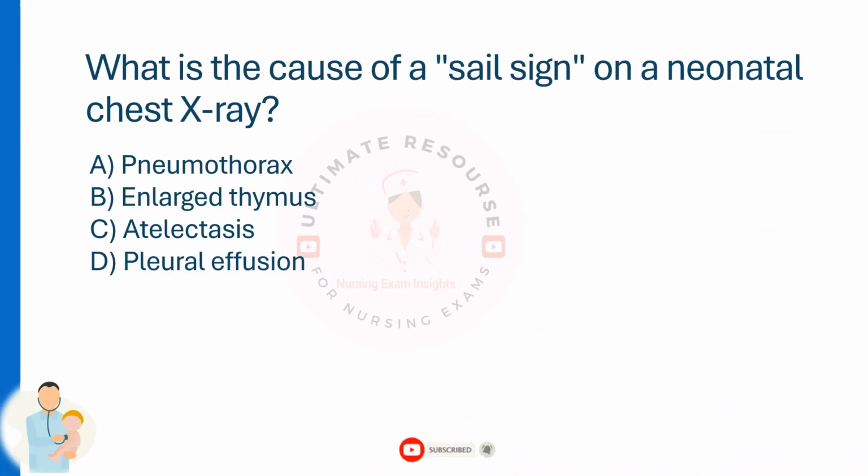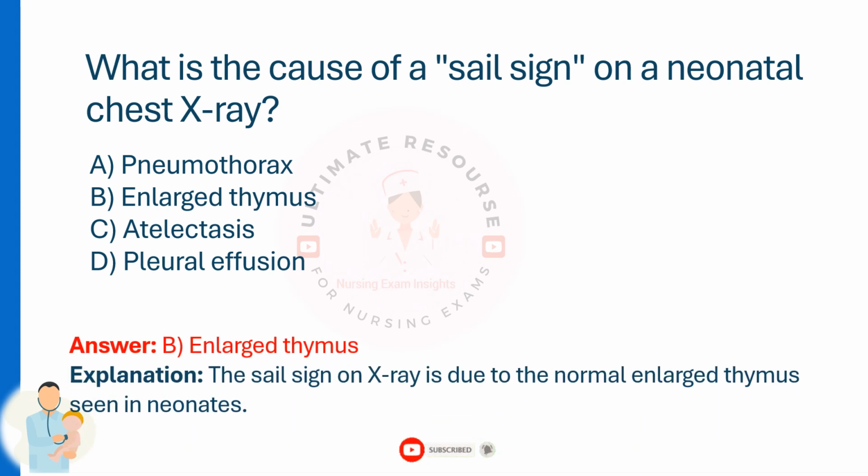What is the cause of a sail sign on a neonatal chest X-ray? Options are A. Pneumothorax, B. Enlarged thymus, C. Atelectasis, D. Pleural effusion. The answer is B. Enlarged thymus. The sail sign on X-ray is due to the normal enlarged thymus seen in neonates.